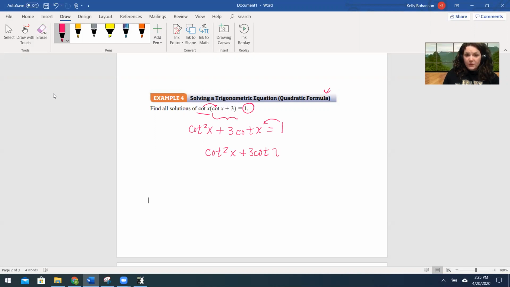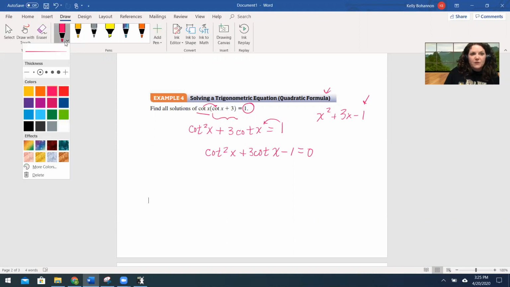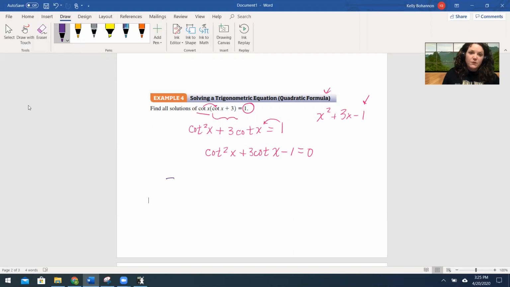My first inclination is to try to factor it. Essentially what I have here is x squared plus 3x minus 1, and there are no factors of -1 that you add to get 3, which lets me know I'm going to have to use the quadratic formula. Quadratic formula is the same as it's always been: -b plus or minus the square root of b squared minus 4ac all over 2a.